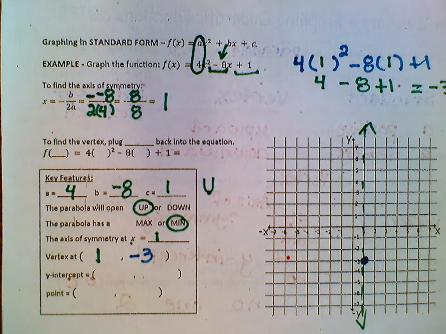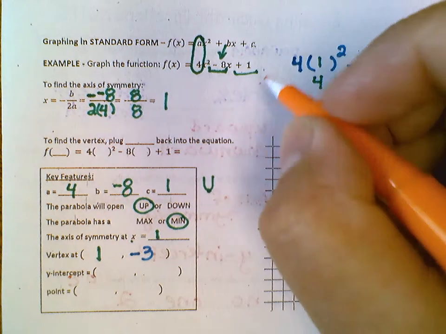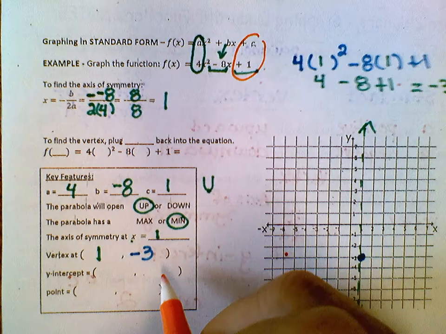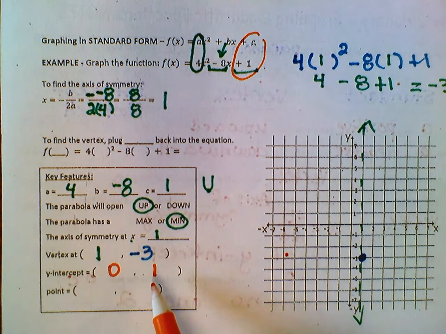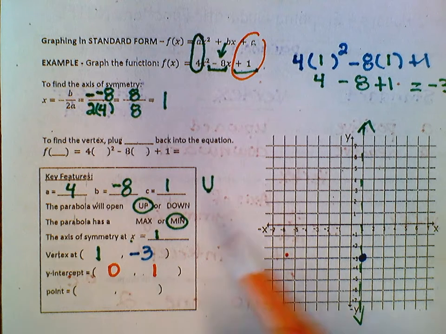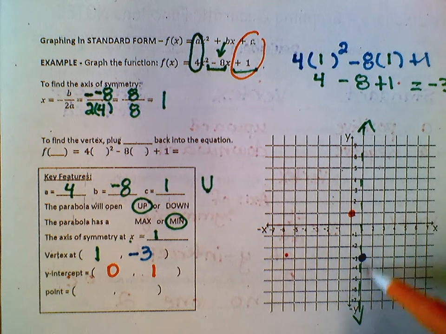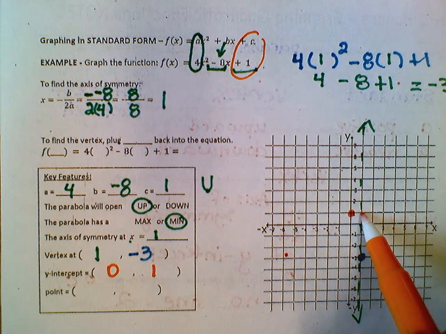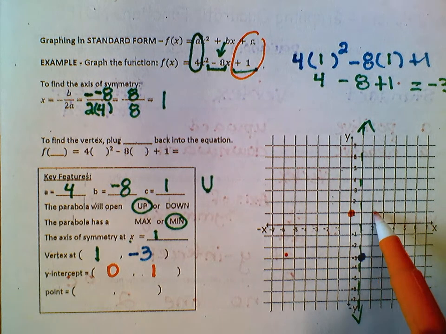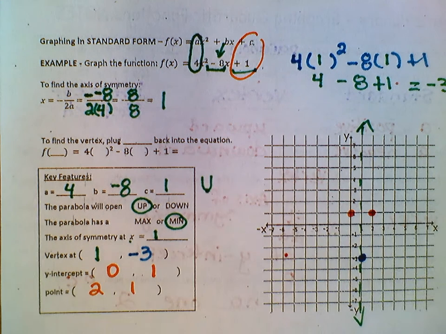Another easy point to figure out is your y-intercept. Your y-intercept, remember, is the c value. So up here, 1. And the x value is always 0. Now, our y-intercepts don't always fit on the graph, but if you can find that y-intercept, it helps you out. So using that axis of symmetry, because I have my y-intercept of 0, 1, it's one space away from my axis of symmetry. So if I go one space on the other side, I now have a second point.